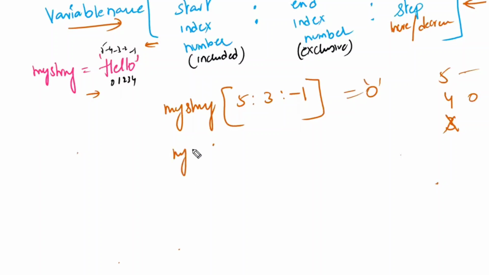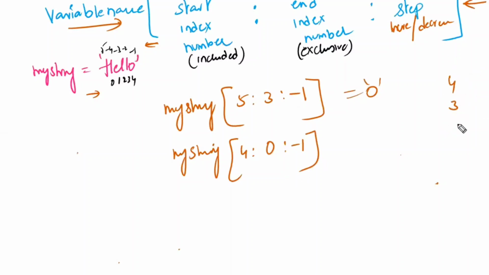Now, second example. My string of 4 to 0 minus 1. What is the answer? 4, 3, 2, 1, 0. 0 should not be included. In the 4, what is there? O, L, L, E. So it is going to print O, L, L, E. This is the output.